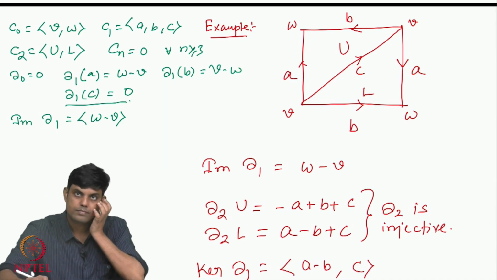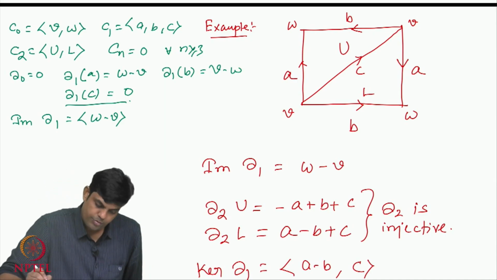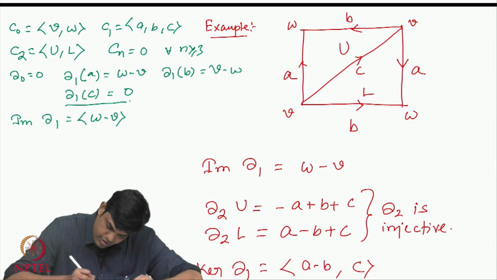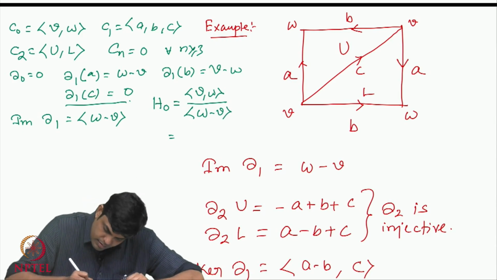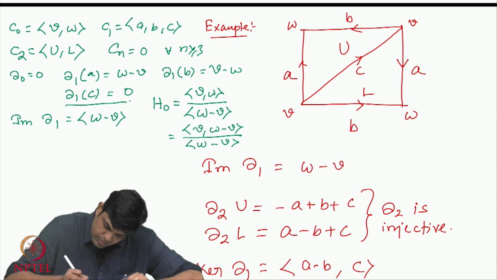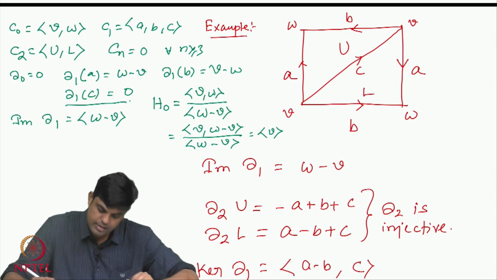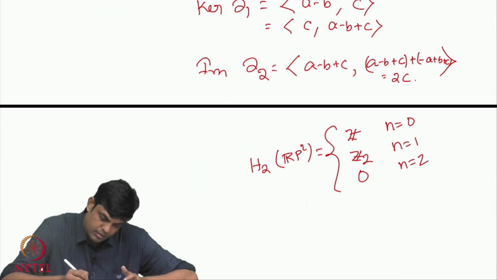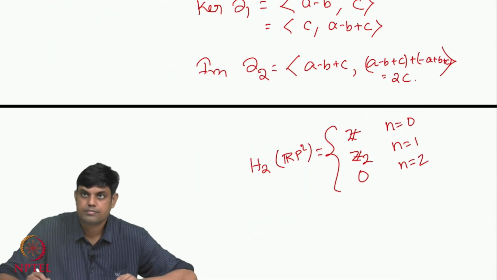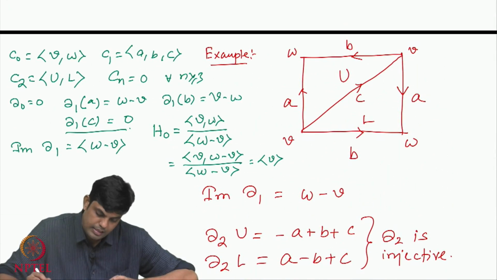Okay. Right. Correct. So therefore if I want to look into H0, that would be C0, which is generated by V and W, quotiented by W minus V, which you can simply think of as V, W minus V, quotiented by W minus V. So that's just a copy of thing generated by V. Okay. So therefore H0 is isomorphic to Z.